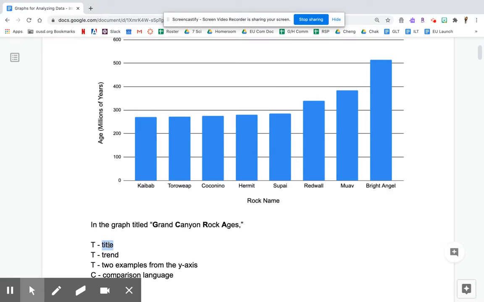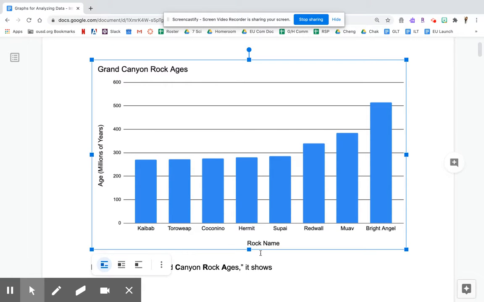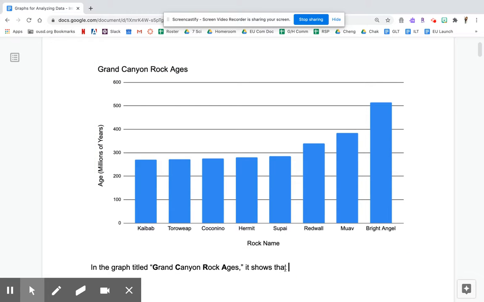So I did this. I'm going to mark that as done. I have the title. And I'm going to say it shows, to say the trend. So let's see what this graph is about. On the bottom, it has rock name on the x-axis, and on the y-axis, it has age in millions of years. So looking at this, I noticed that the Bright Angel rock has the highest number. So if this is age, that means it's the oldest. So it shows that Bright Angel is the oldest rock.